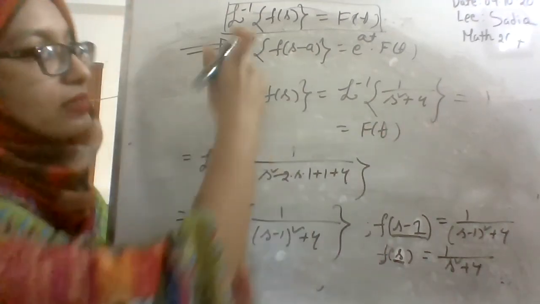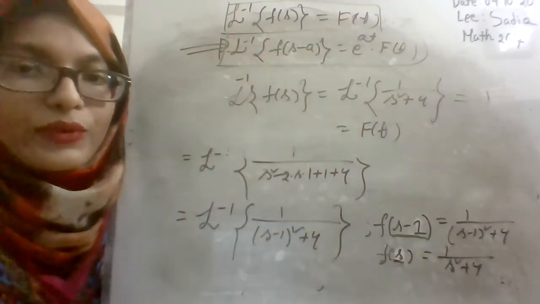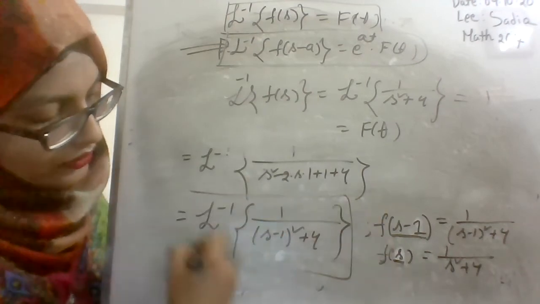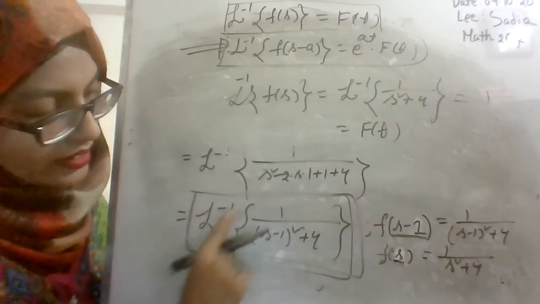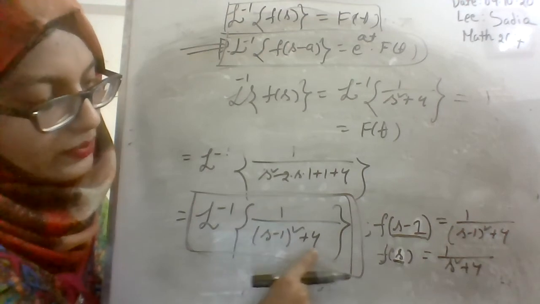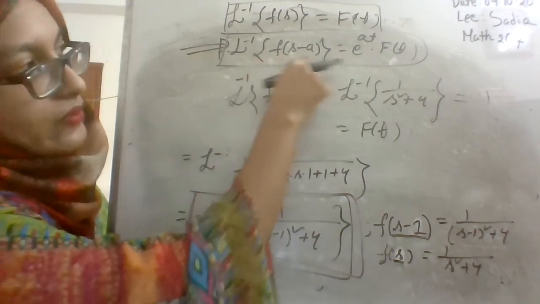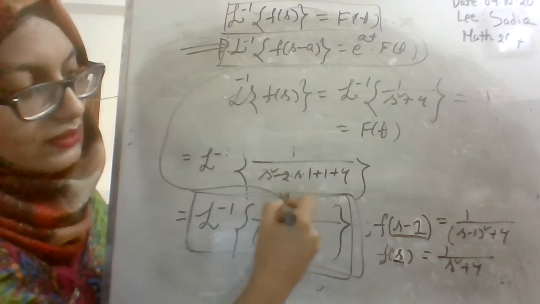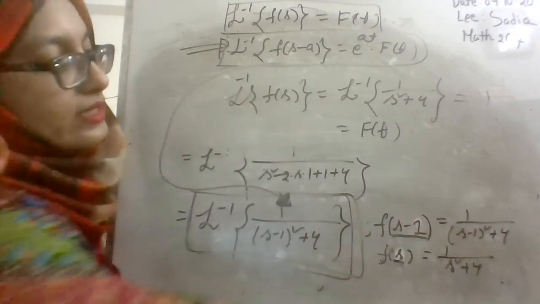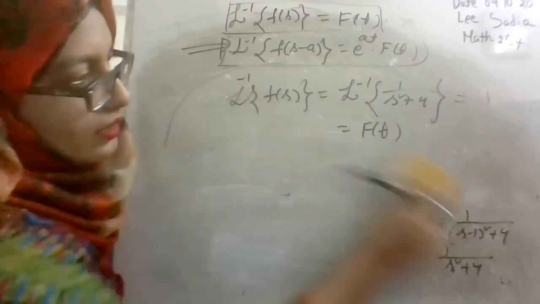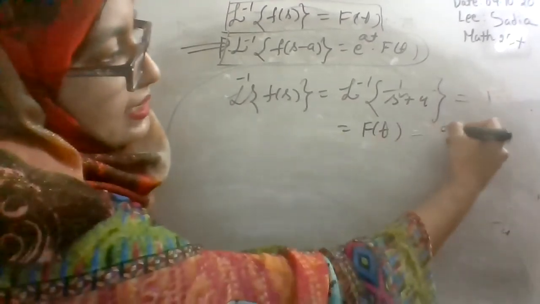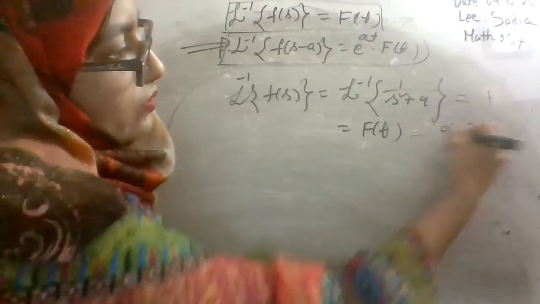Now use this formula, the first shifting or first translation property. The left side is similar: L inverse of 1 by (s minus 1) whole squared plus 4. It is F(s minus a). So use this formula directly. This is our f(t), and it is sine 2t by 2.